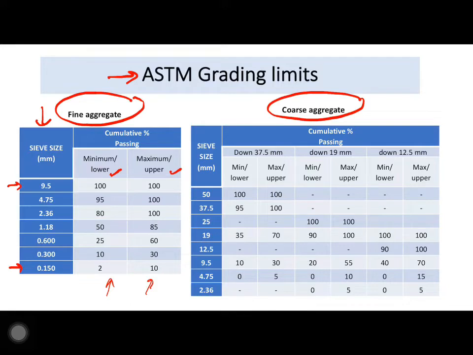Here is the coarse aggregate limit. Here you have the size below 37.5 mm, here size below 19 mm, and here the size of coarse aggregate below 12.5 mm. Here you have minimum and maximum, and this is also minimum and maximum, and this one is minimum and maximum for 12.5. As usual, you need to plot these values into the graph respectively.